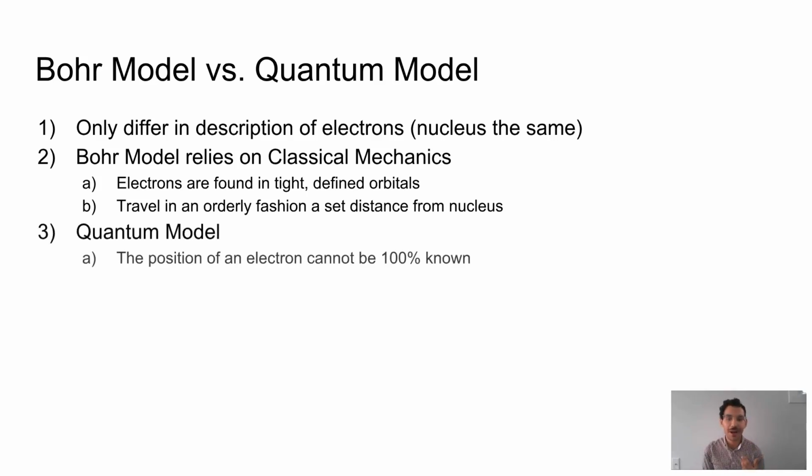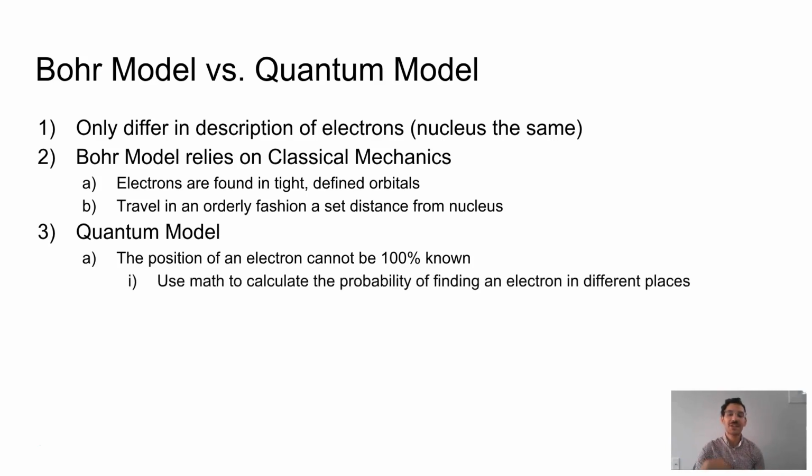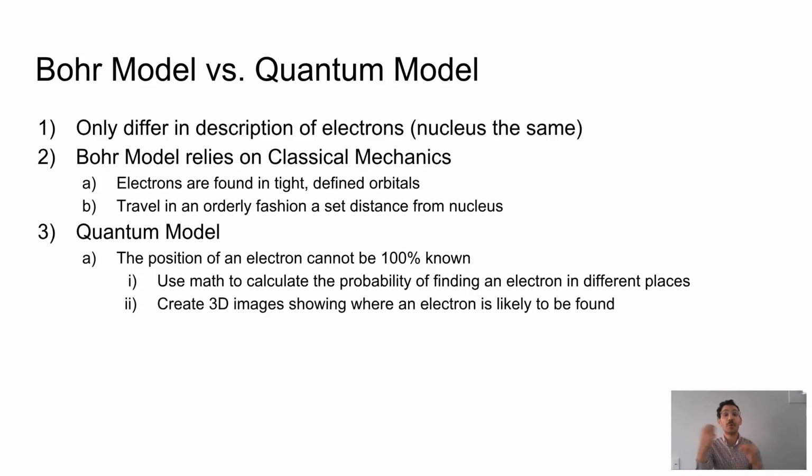The quantum model, however, says that the electron's position cannot be 100% known. And so we use math to calculate places the electron might be and the probability that the electron will be in those specific places. And we can use these calculations to create 3D images showing where the electron is most likely to be found.